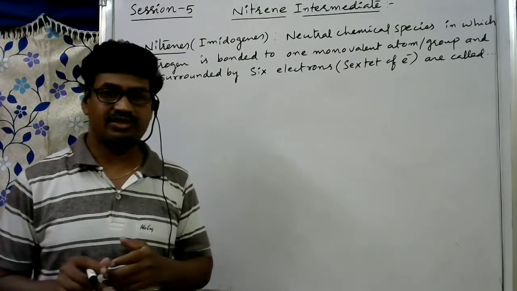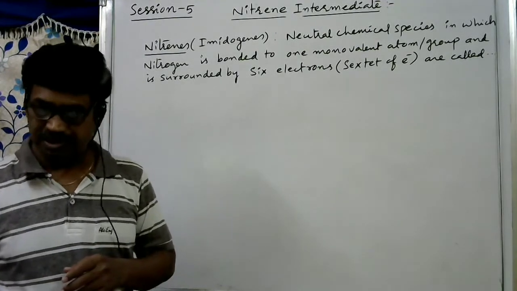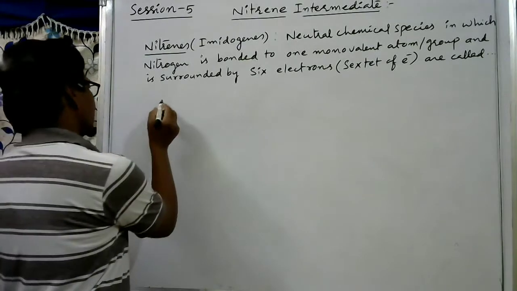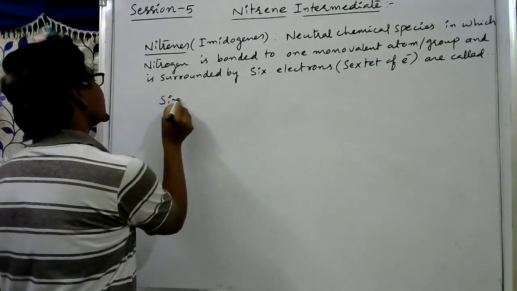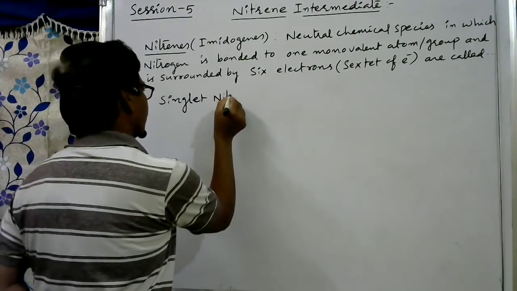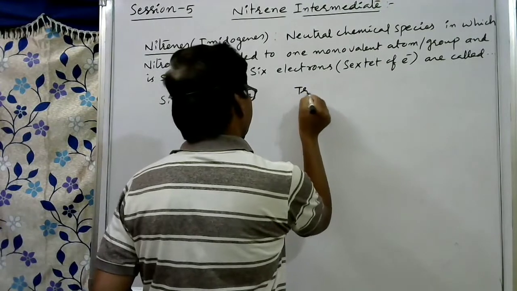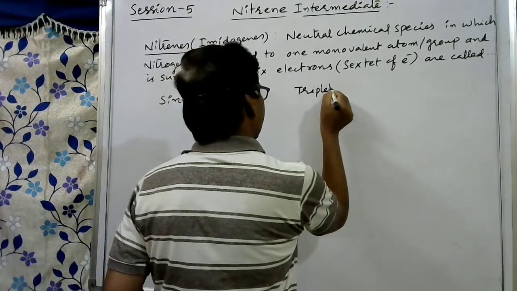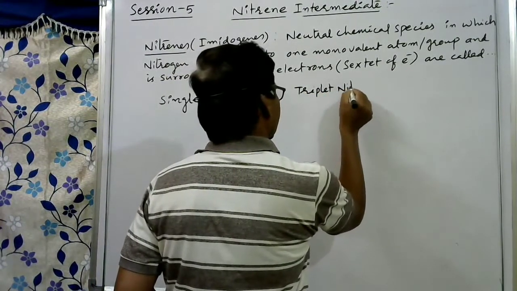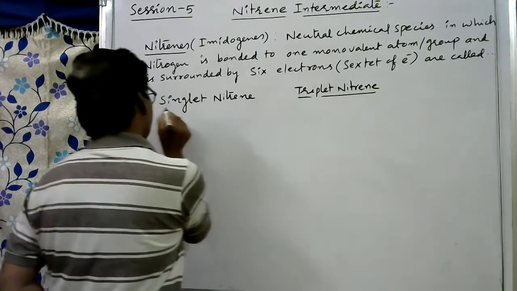Okay, it is similar to carbenes. Here also we have singlet nitrene and triplet nitrene. I am writing singlet nitrene first, and here triplet nitrene. For this, the important thing is the spin multiplicity rule.